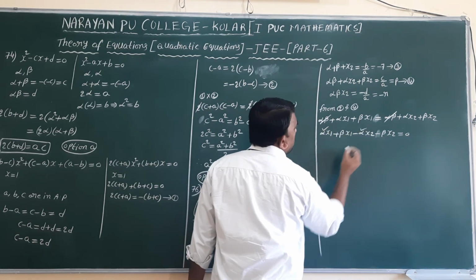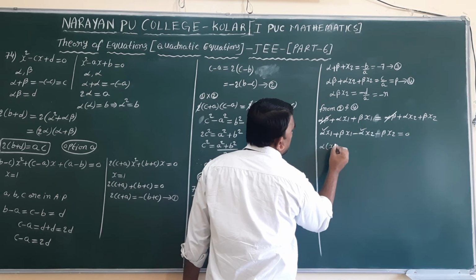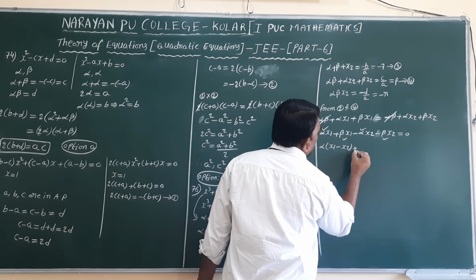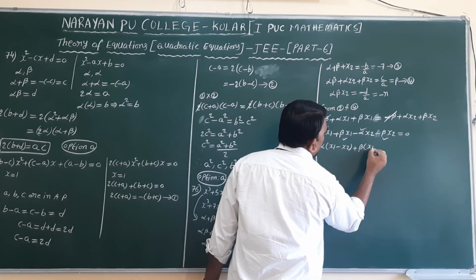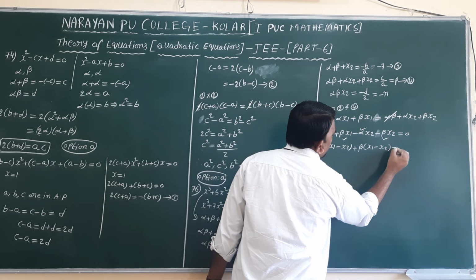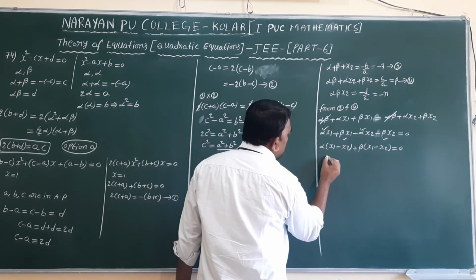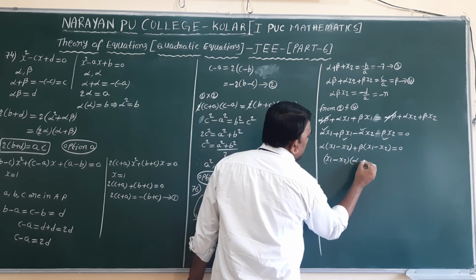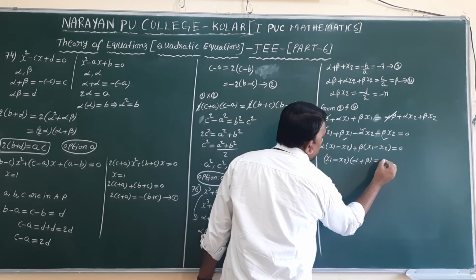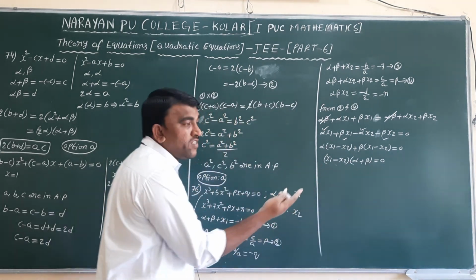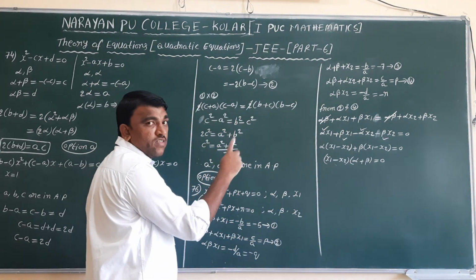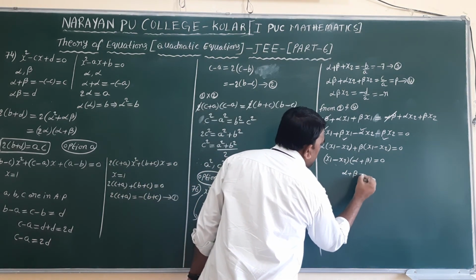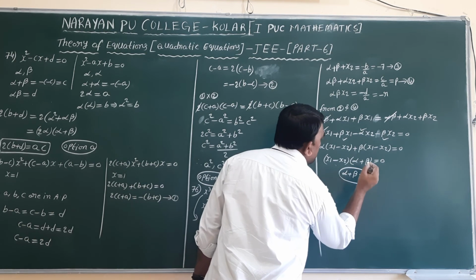Now in these two we can take alpha common: alpha into x1 minus x2. In these two we can take beta common: beta into x1 minus x2 is equal to 0. So (x1 minus x2) into (alpha plus beta) equals 0. The x1 minus x2 value can never be 0. Why? Because if it is 0, x1 equals x2, which has no meaning, as these are different values. So compulsorily, alpha plus beta value is 0.